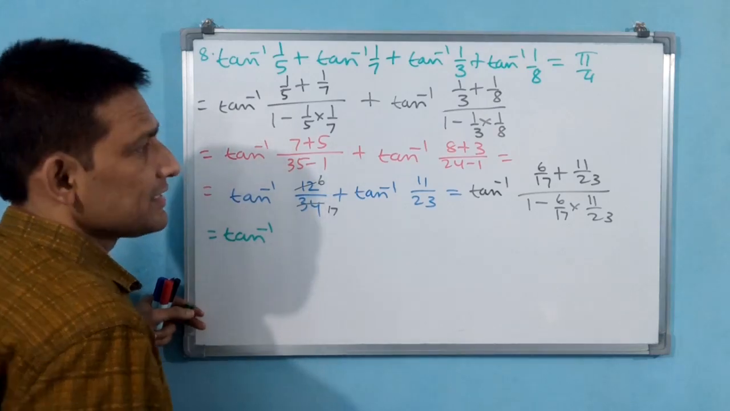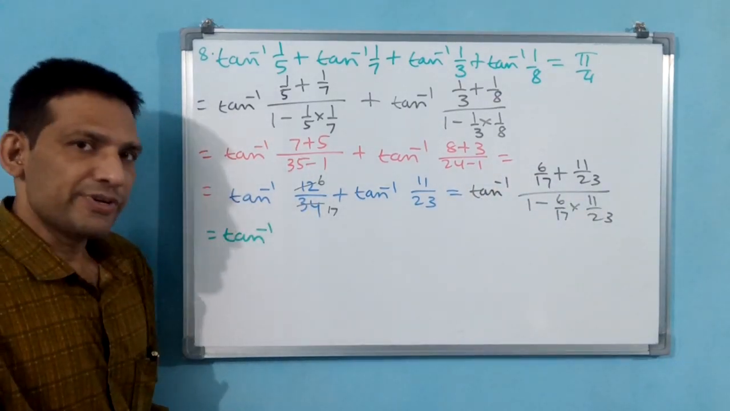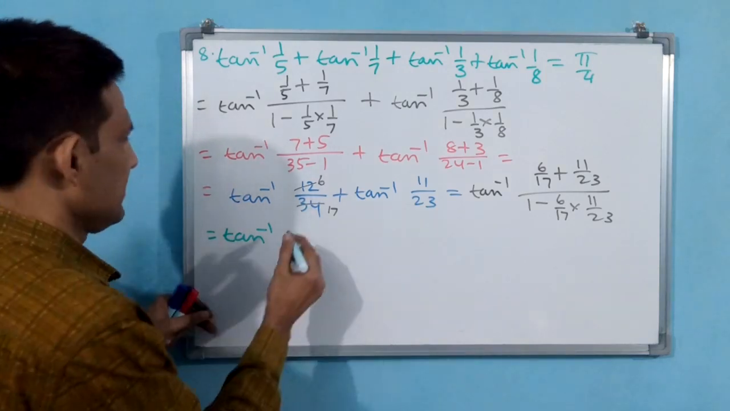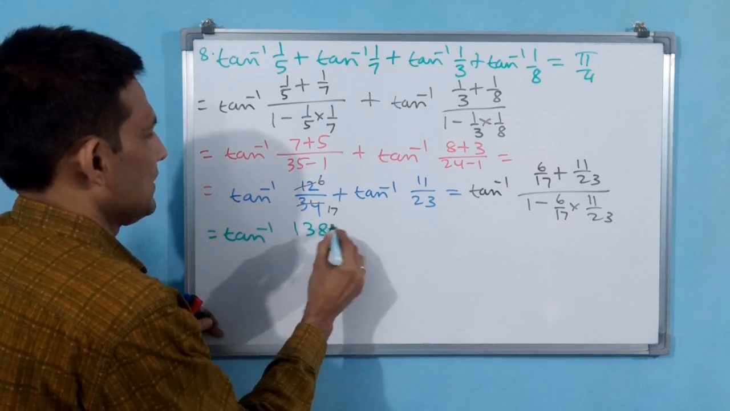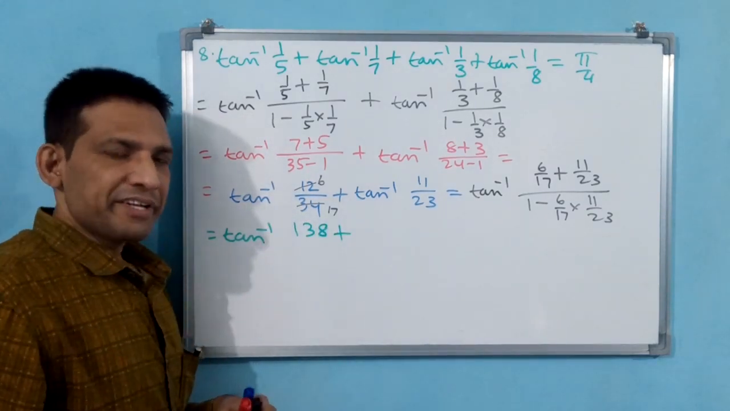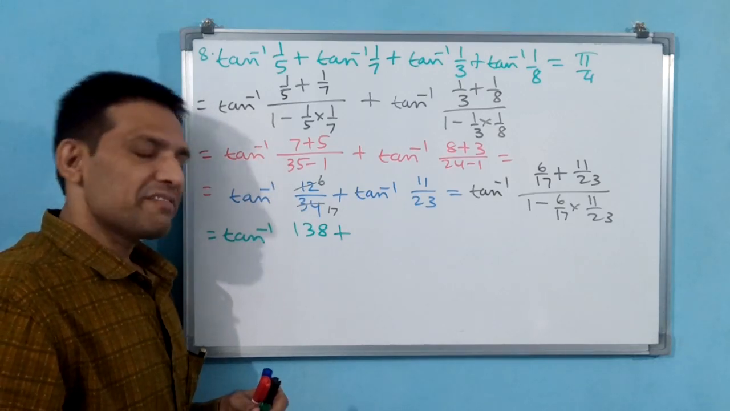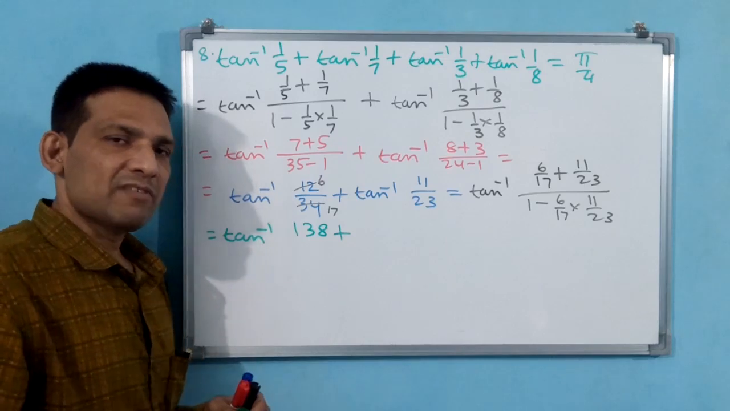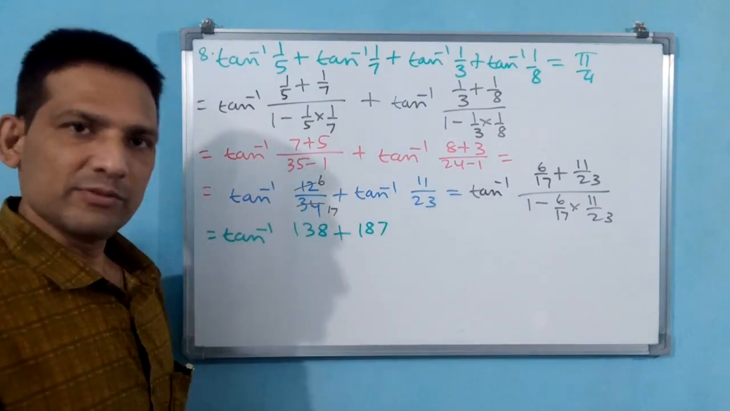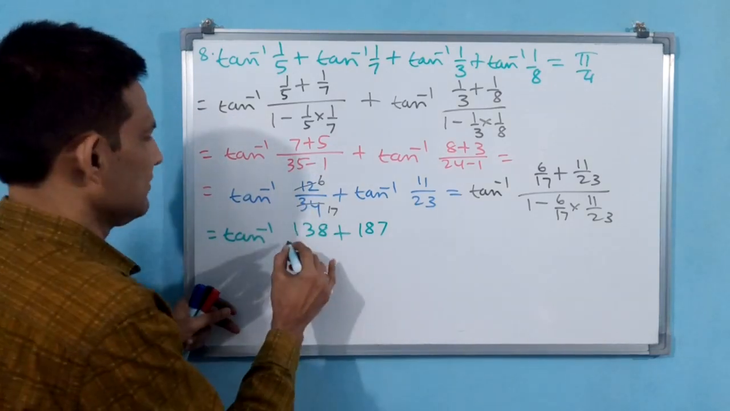Now here some calculation is there. 6 23s: 6 20s are 120, 6 3s are 18, 120 plus 18, 138. Plus 17 11s: 17 10s are 170 plus 17, 187. How I have made it, you understand? In brain itself, we have to do calculation like this. Okay, let us do.